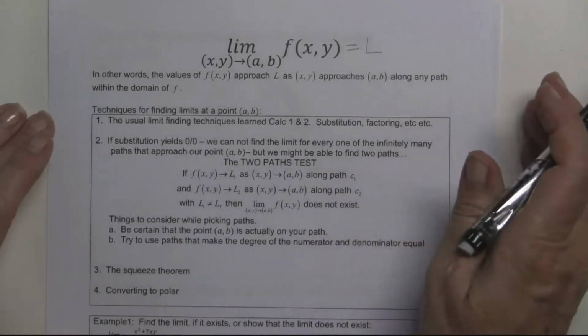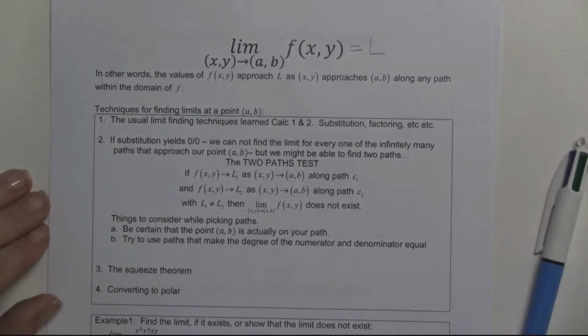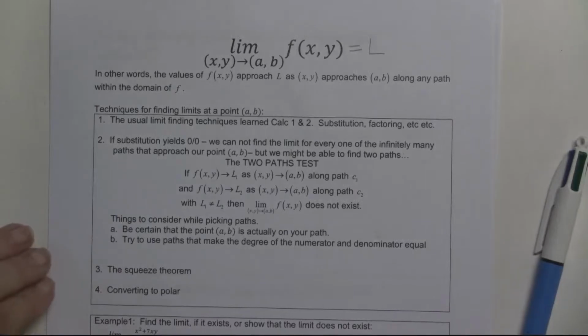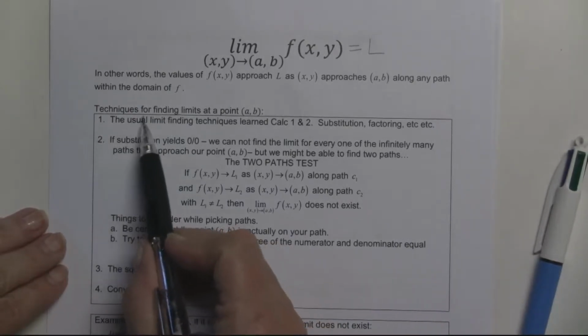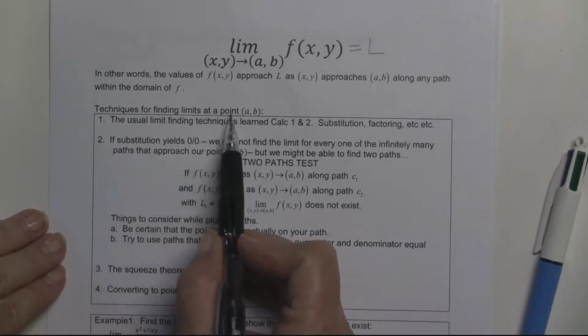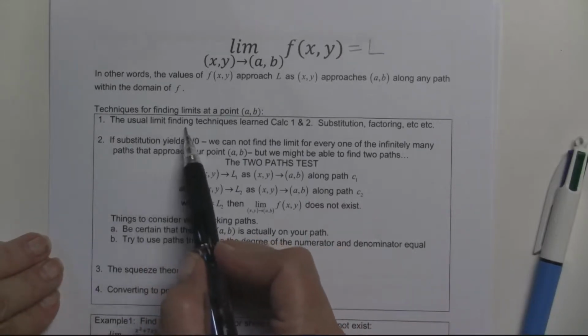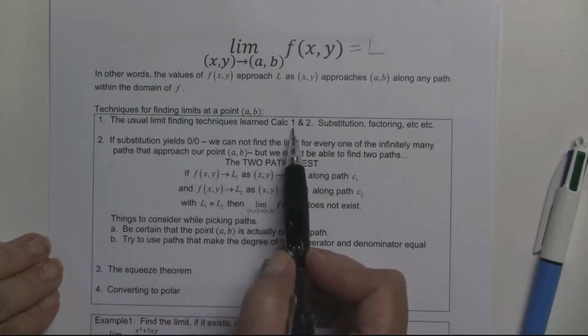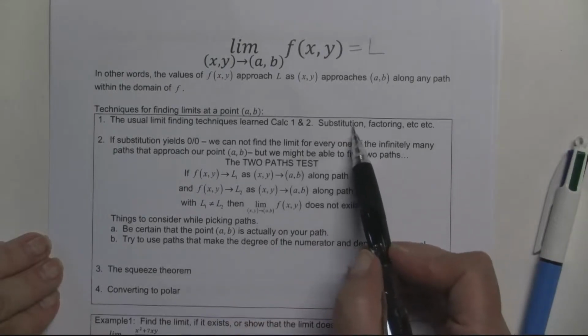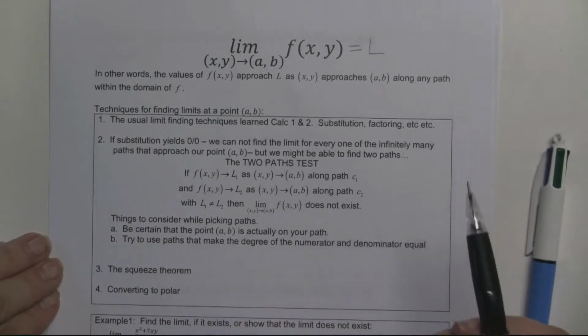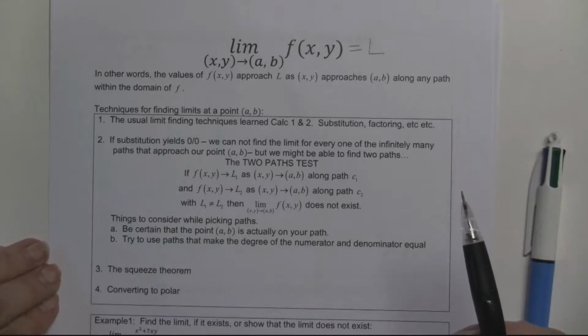Anyway, don't worry, we're going to do some examples. So, techniques for finding limits at a point (a, b). We're going to look at that. The usual limit finding techniques we learned in Calc 1 and Calc 2: substitution, factoring, etc. We learned a bunch of them in Calc 1 and Calc 2.